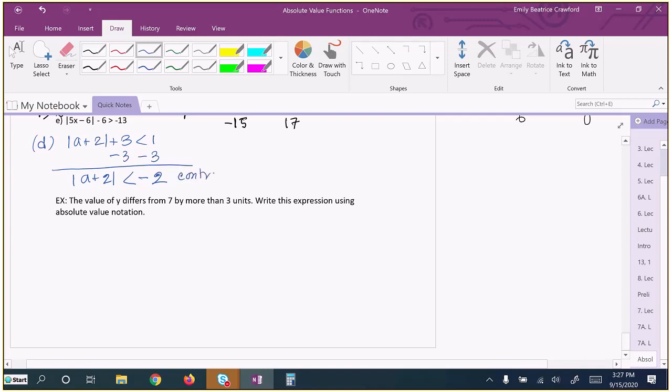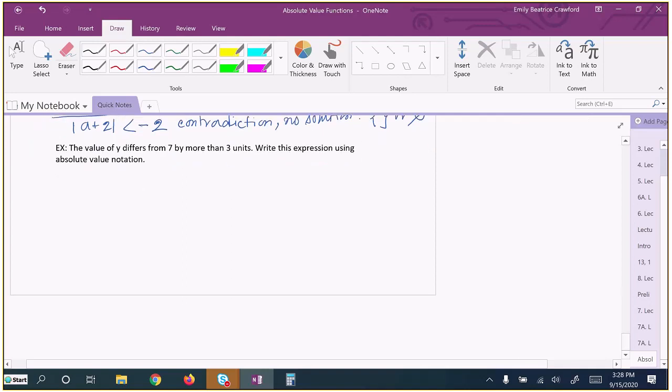So I say it is a contradiction. Absolute value cannot be less than a negative number. It is a non-negative number, which means there is no solution to this inequality. And that tells me that the solution set is empty, or use the notation phi. That answers my question. So we'll do one word problem, and that will be it for our class today.